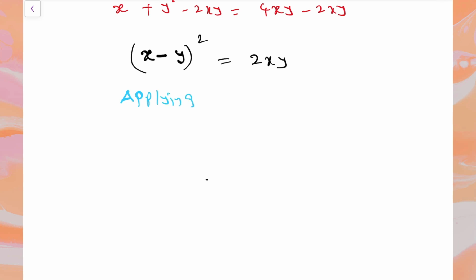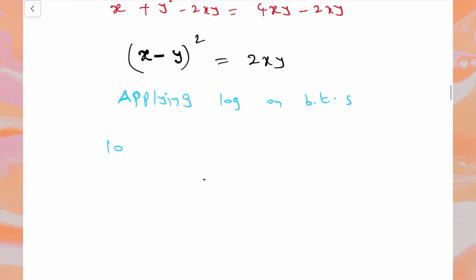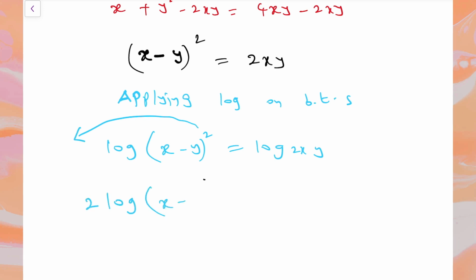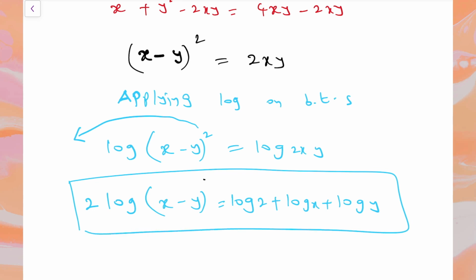Applying log on both the sides. So what will it become then? Log of x minus y whole square equals log 2xy. In the logarithm, if a power is there, that power will go to the front, so write it as it is. 2 log of x minus y equals log 2xy, nothing but 2 into x into y. In the logarithm, multiplication will become addition. So log 2xy can be written as log 2 plus log x plus log y. Hence proved.